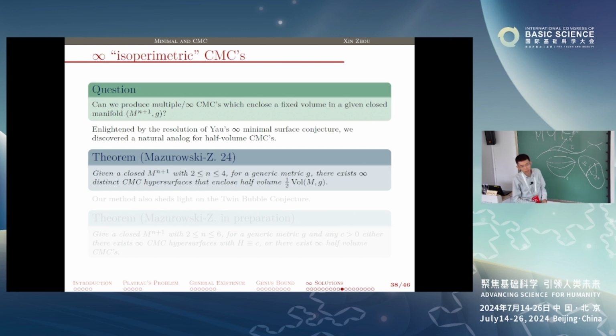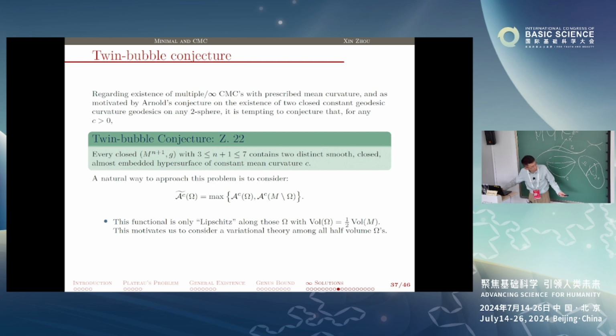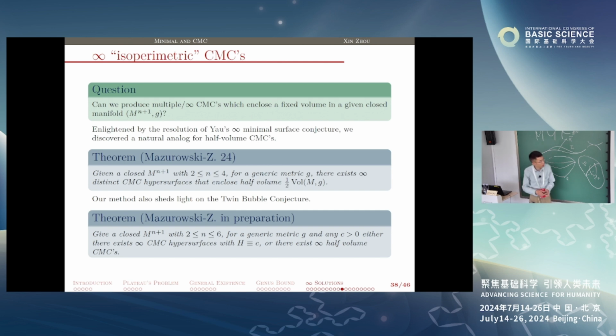In the other regard, it tells us that if you want to go around CMCs with including half of the volume, the problem may be very challenging. And in ongoing work, we almost finished. We have to polish and post it online. We are able to show that from dimension 3 to 7, for generic metric, for any number C, either there exists infinitely many CMCs with this given mean curvature, or there exist infinitely many half volume CMCs.